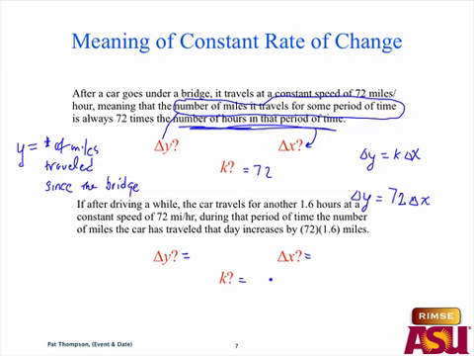The distance traveled in 1.6 hours. Distance traveled in 1.6 hours, agree? Yep. Where's that? The number of miles the car travels. Okay, what is delta x? 1.6 hours. Okay.